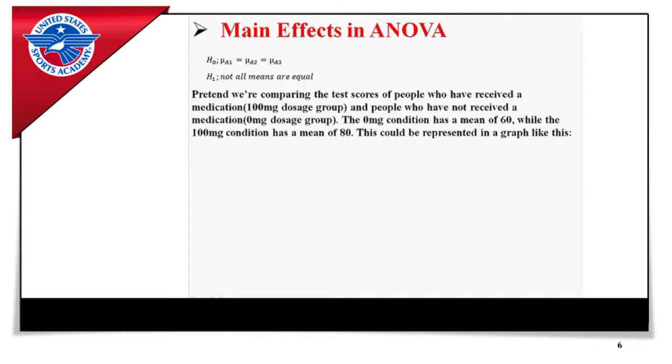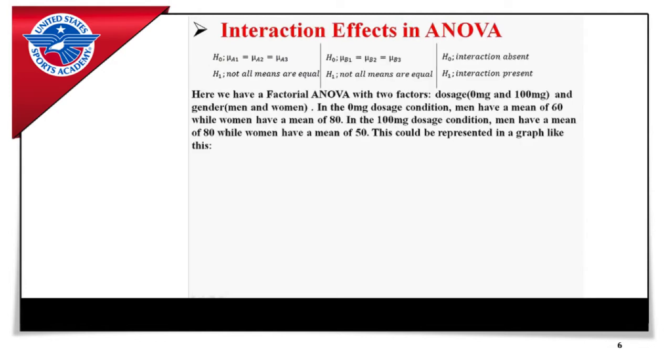Pretend we're comparing the test scores of people who have received a medication in the 100 milligram dosage group and people who have not received the medication in the 0 milligram dosage group. The 0 milligram condition has a mean of 60, while the 100 milligram condition has a mean of 80. This could be represented in a graph like this. This would be a main effect. The first group has a mean of 60, and the second group has a mean of 80. This is how you could draw it in a graph. And I'm doing it like this because it's a little bit more meaningful. It's a more meaningful way of showing an interaction in ANOVA.